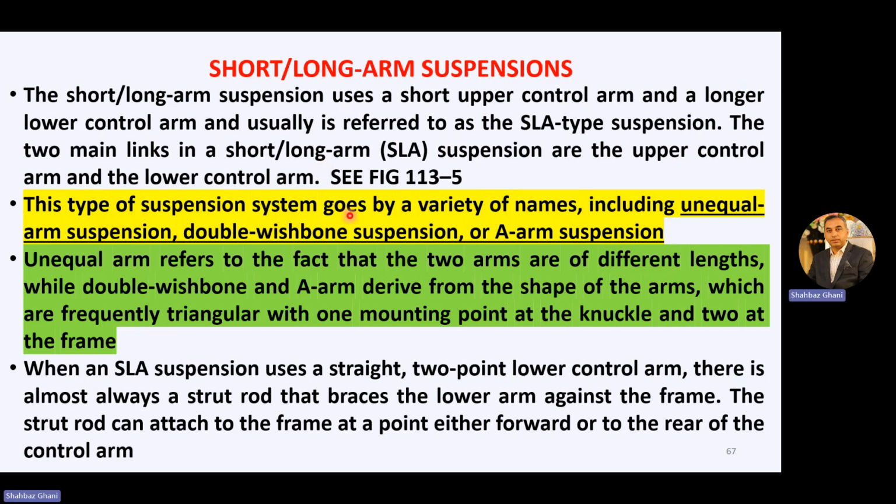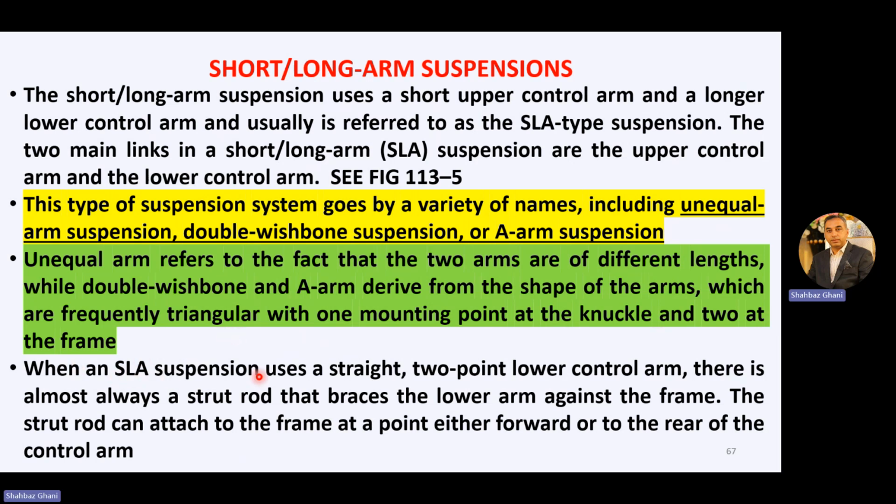This type of suspension goes by a variety of names including unequal arm suspension, double wishbone suspension, or A-arm suspension. Unequal arms refer to the fact that the two arms are of different length, upper and lower control arms are of different length, while the double wishbone and A-arm derive from the shape of the arms, which are frequently triangular with one mounting point at the knuckle and two at the frame.